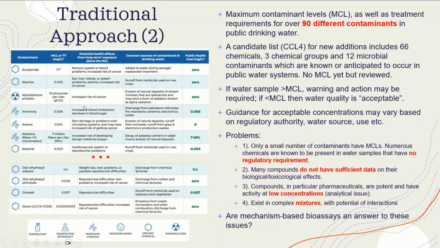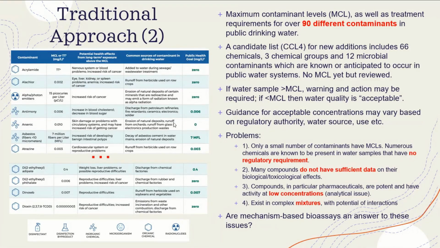So if you look at this table, this is just kind of an excerpt of this multi-page document. It'll show you the chemical and what would be a maximum contaminant level for that particular molecule. And it'll also tell you what the potential risks are if you exceed that concentration over an extended period of time. So again, this is a relatively limited list of chemicals.